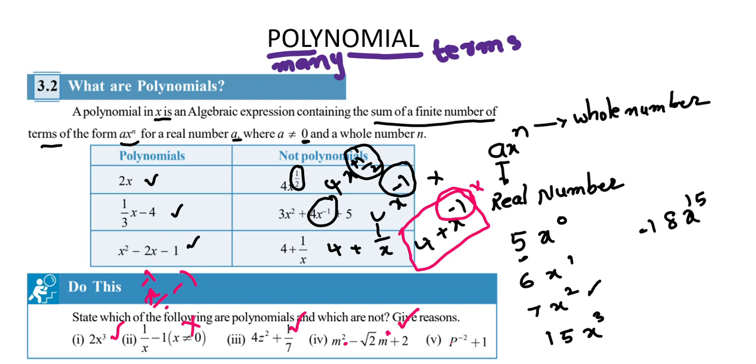p power minus 2: we can write this as 1 by p square, plus 1. Here, if you observe, the power is a negative number, an integer. So it is not a polynomial.